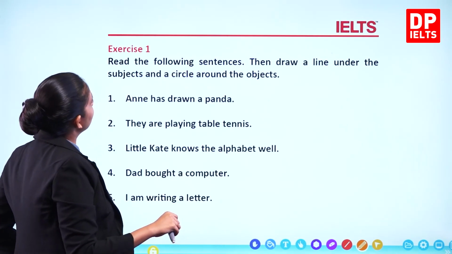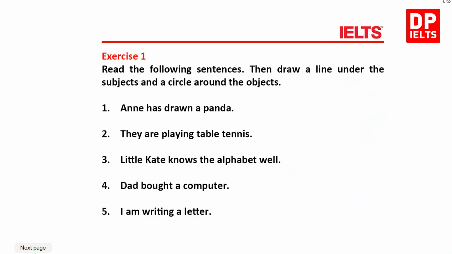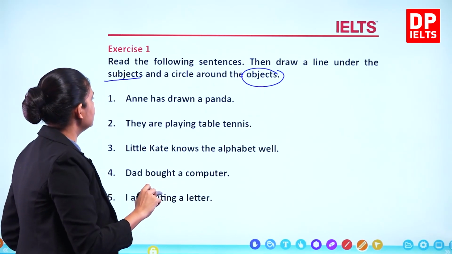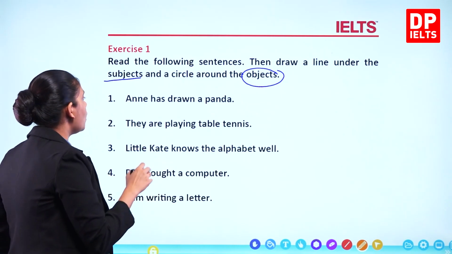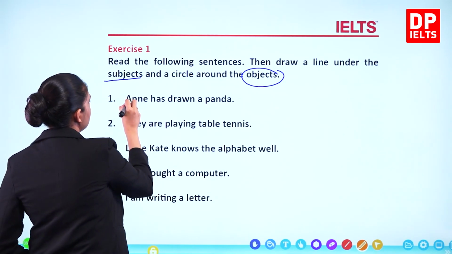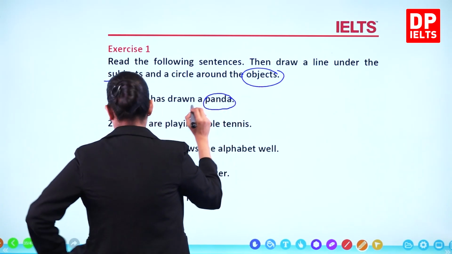Let's have a look at some practice questions. Read the following sentences, then draw a line under the subjects and circle around the objects, right? Anne has drawn a panda. Who has drawn it, and what has she drawn? A panda.